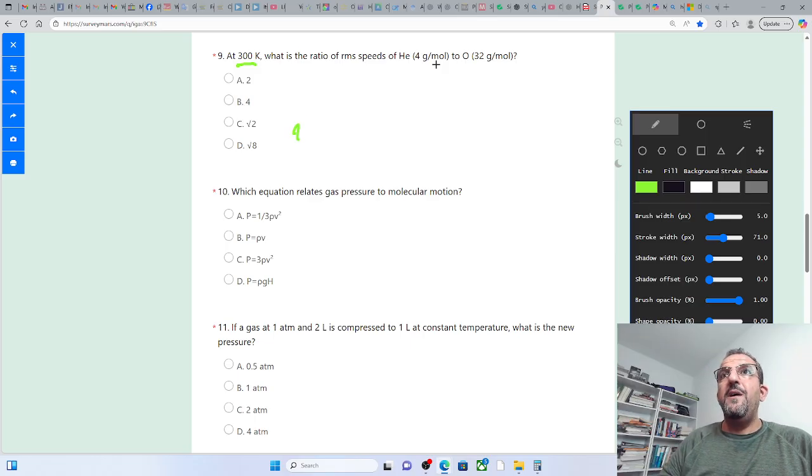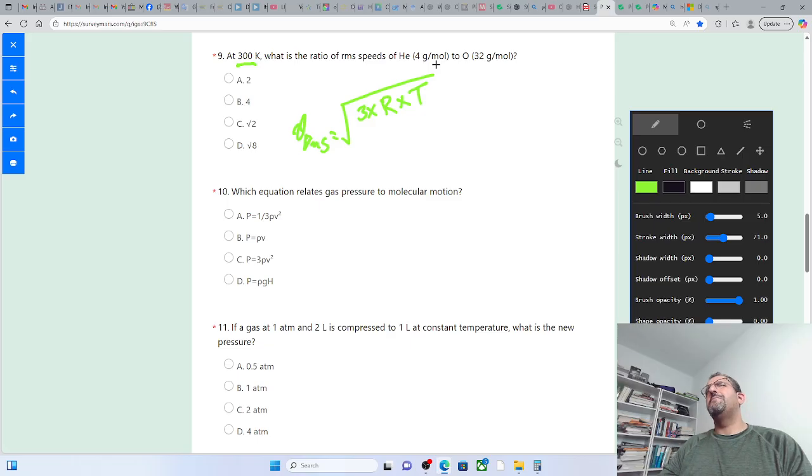Okay, so we know the root mean square speed is equal to the square root of 3 times the gas constant times temperature, and I believe times Planck's constant, I will double check, and then divided by the molecular weight, but I will double check here.